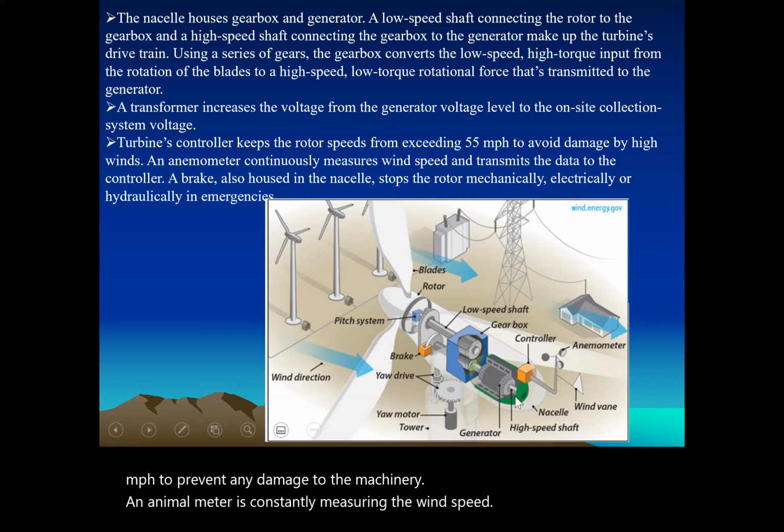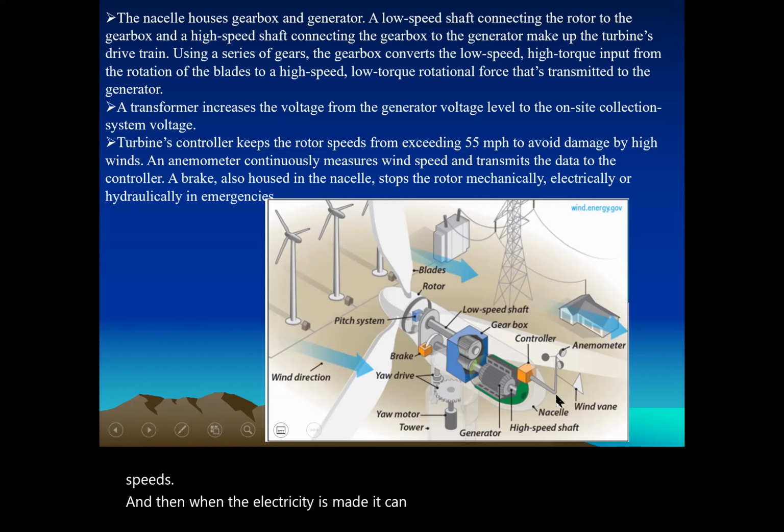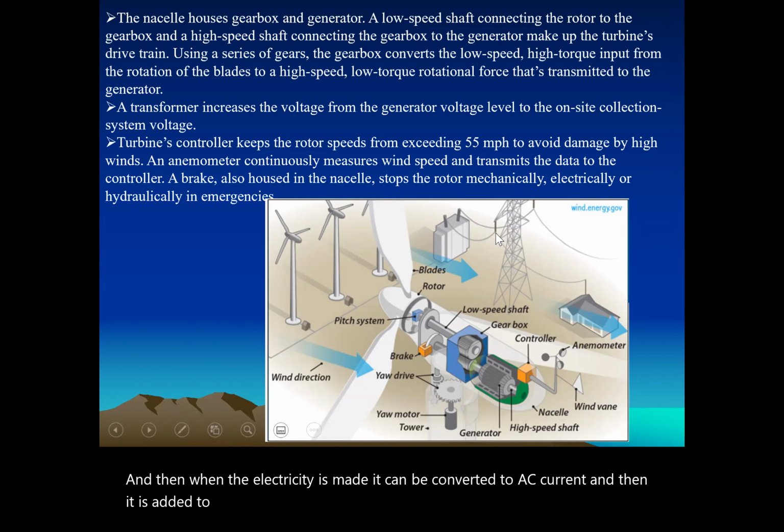There's a brake, so the brake will be applied at extreme high wind speeds. And then when the electricity is made, it can be converted to AC current, and then it is added to the grid.